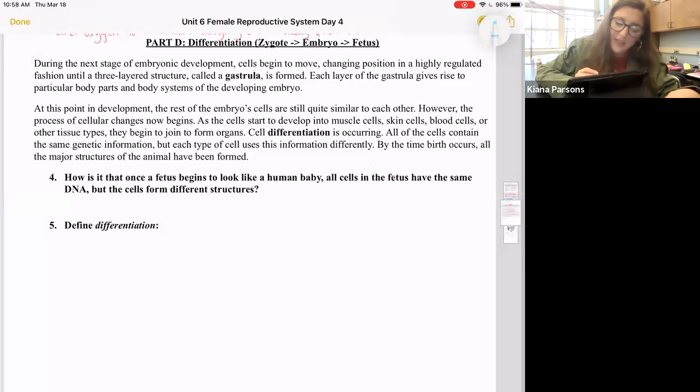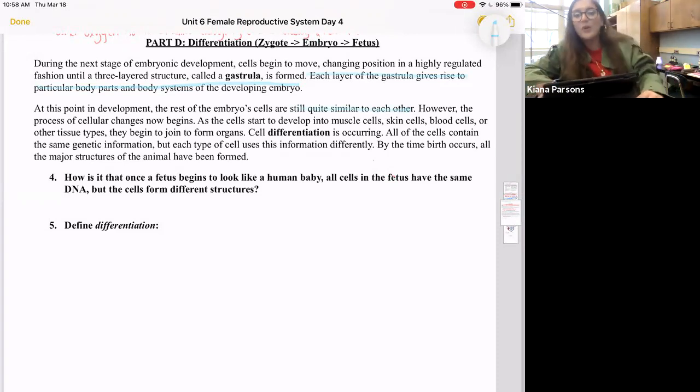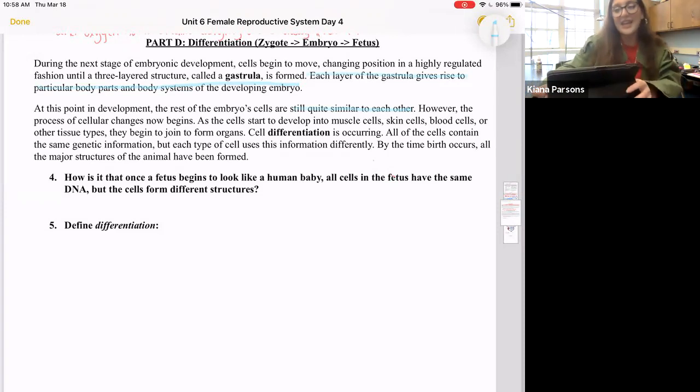Each layer of the gastrula gives rise to particular body parts and systems in the developing embryo. Wow. At this point in development, the rest of the embryo cells are still quite similar to each other. Right? They all have the exact same DNA, and at this point, they haven't differentiated into different cell types like we have in our adult bodies. However, the process of cellular changes now begins.